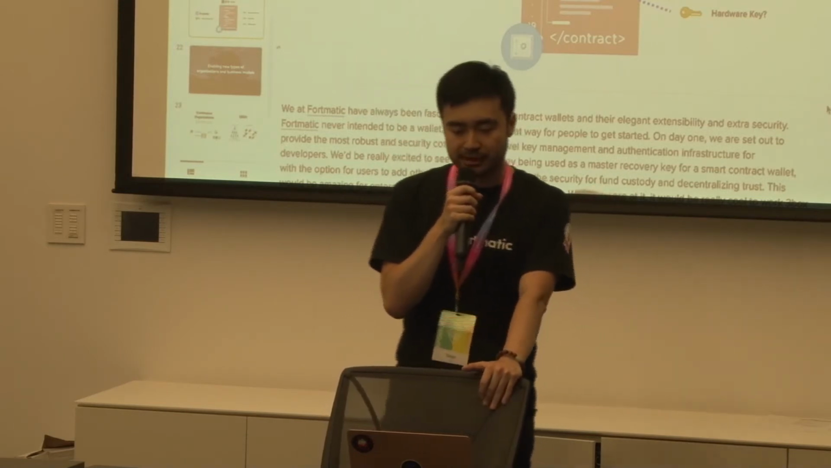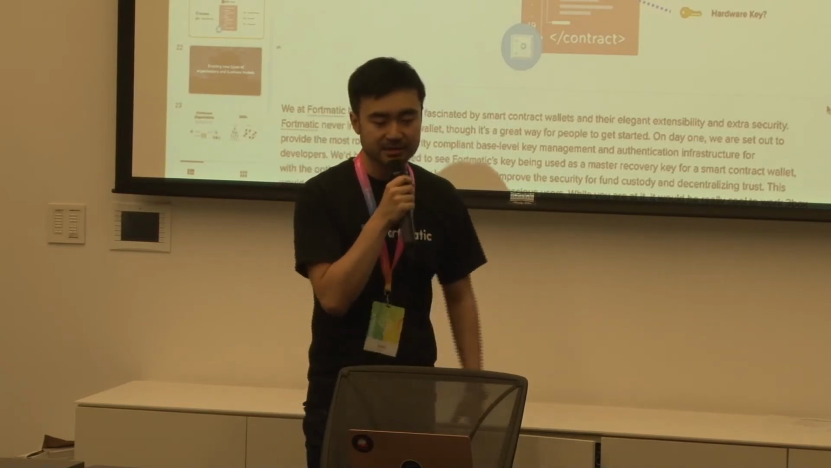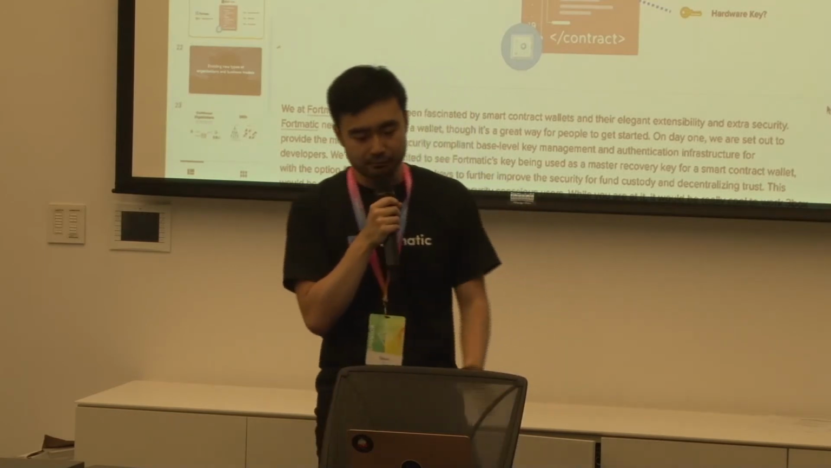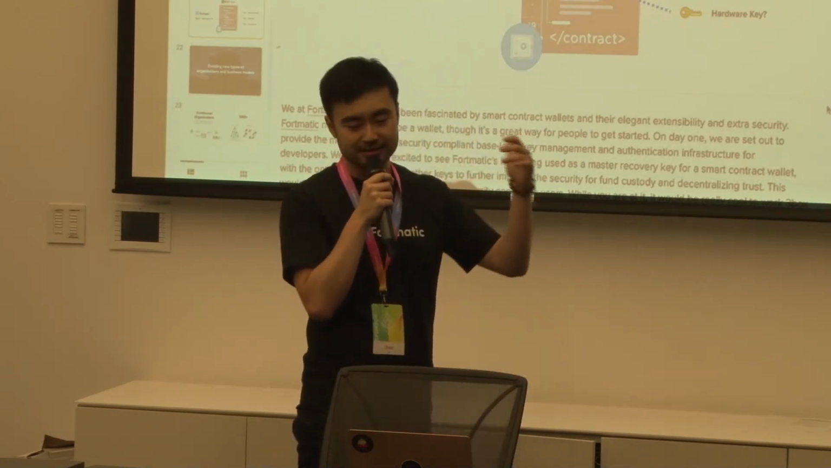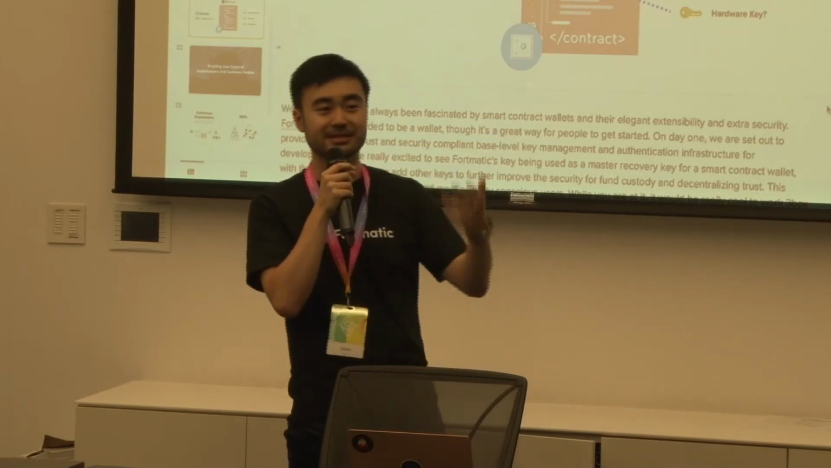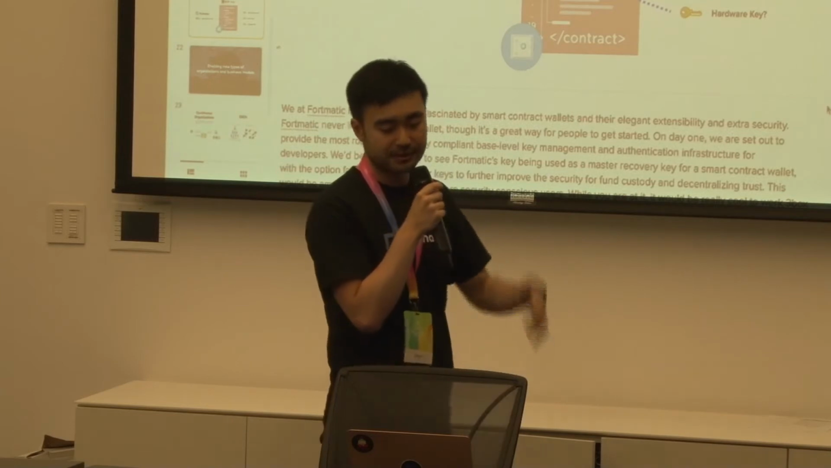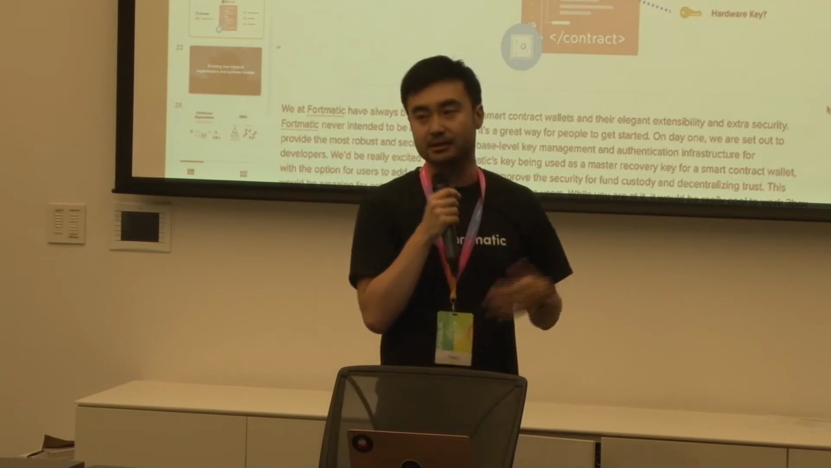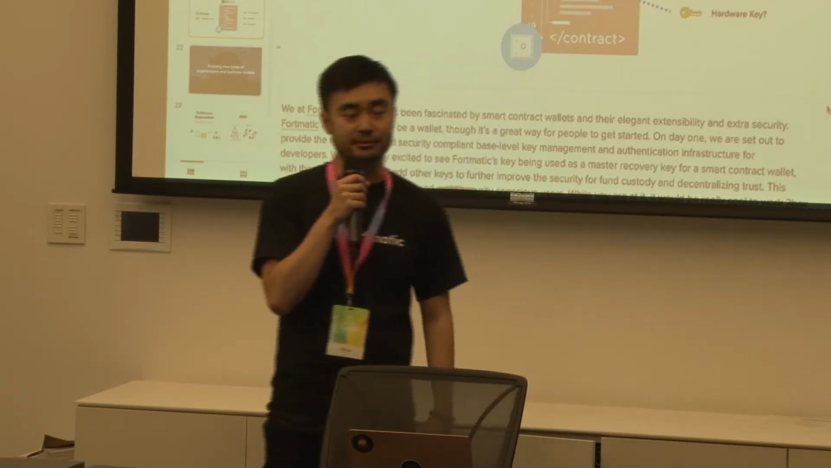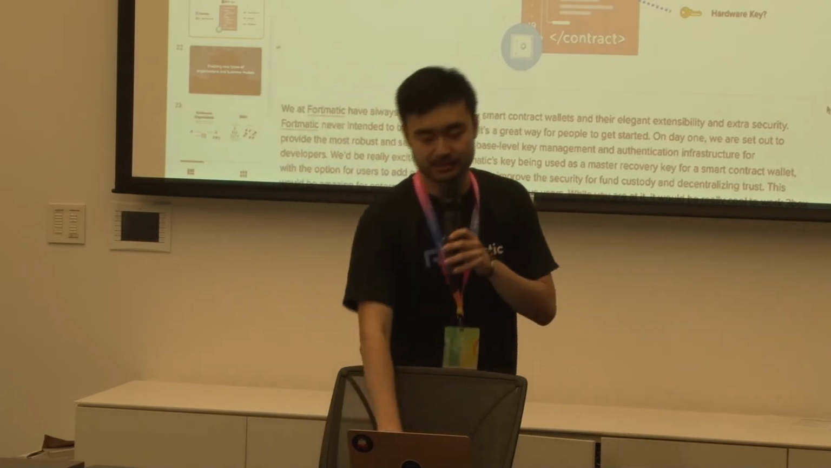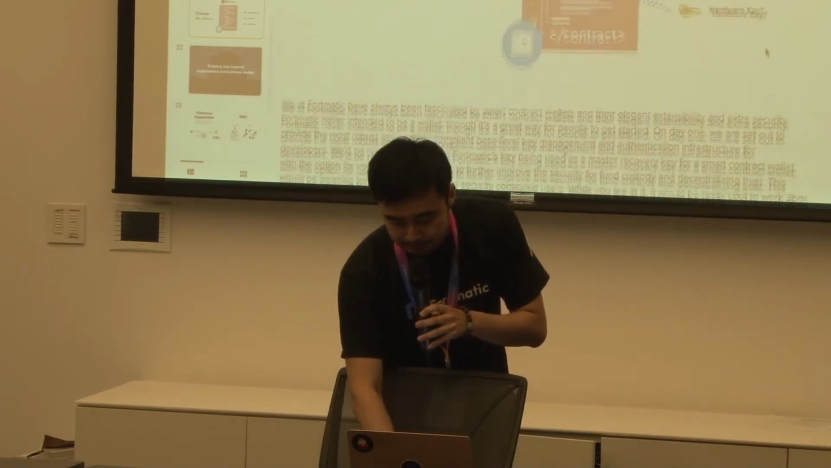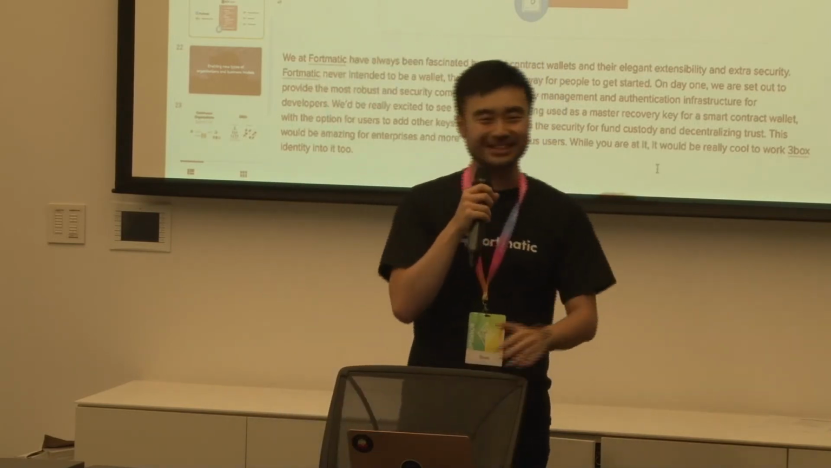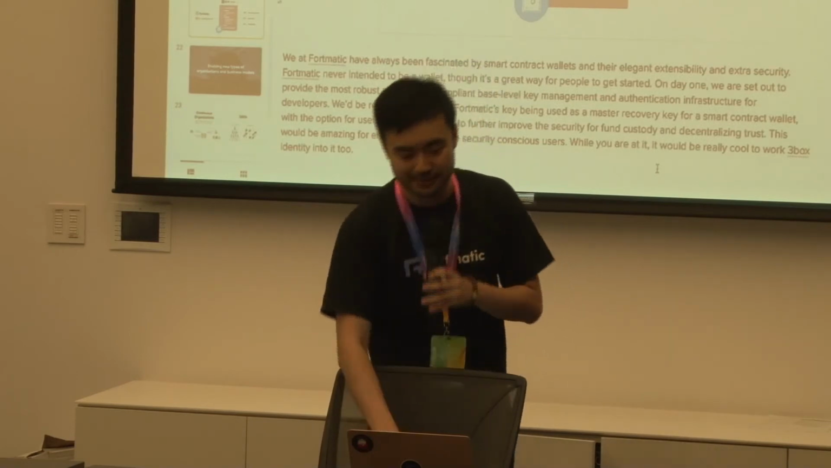We've always wanted to build a robust, secure and compliant base-level key management infrastructure for developers to use. We'd be really excited to see Fortmatic's key being used as a master recovery key for a smart contract wallet, let's say on Gnosis, with the option for users to add other keys to further improve the security of their funds for custody and decentralizing trust. This would be really great for enterprise users and also users with a much higher security preference. And while you're at it, it would be really cool to somehow work 3Box identity into this, as it's your identity that follows you around.